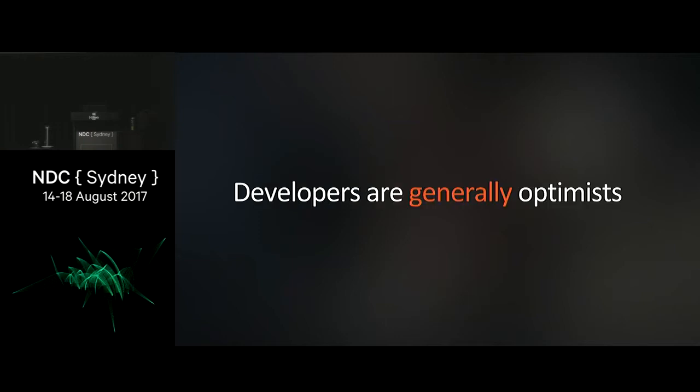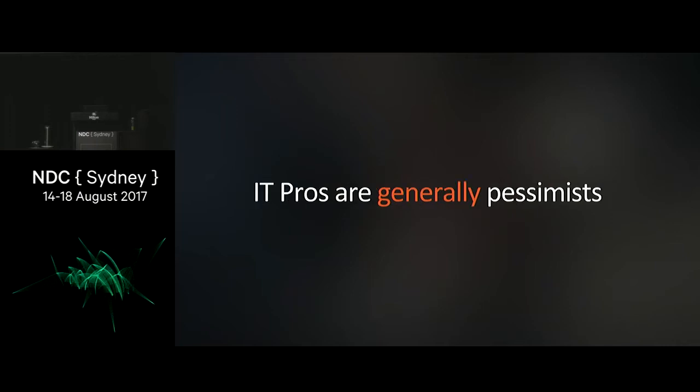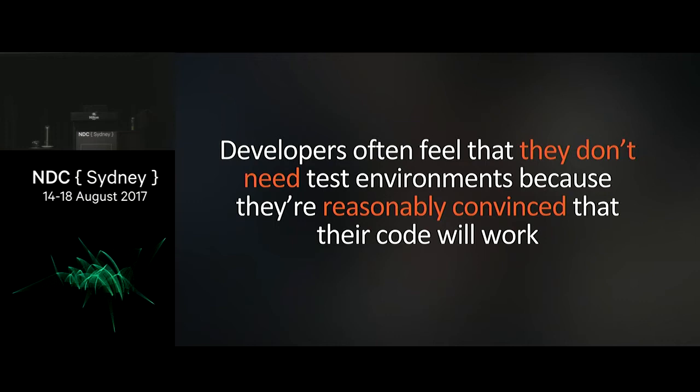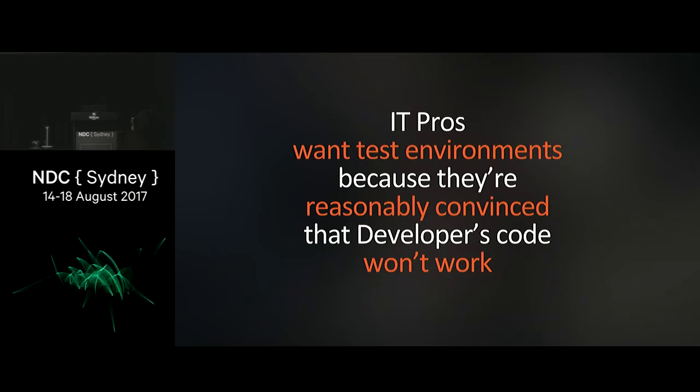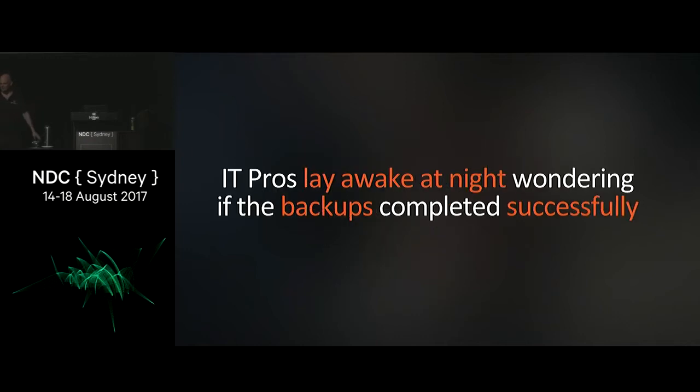Developers are generally optimists. IT pros are generally pessimists. Developers often feel that they don't need test environments because they're reasonably convinced that the code that they're about to deploy is going to work. IT pros really want test environments because they're absolutely convinced that the code that the developers are going to deploy isn't going to work. So again, optimists, pessimists, different ways of thinking about this.